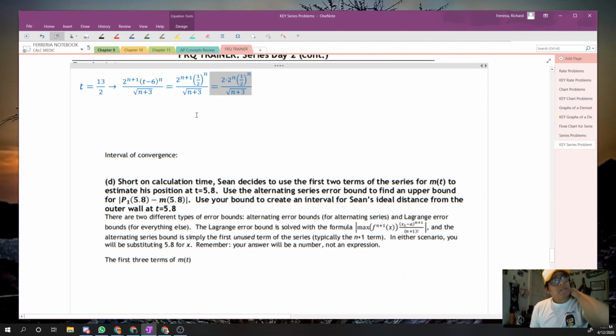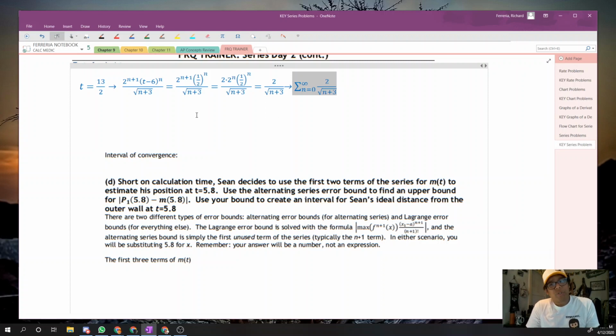And then 2 to the n multiplied by 1/2 to the n is just equal to 1. You may want to think about this as 2 to the n multiplied by 1/2 to the n being the same thing as 2 times 1/2 to the n, so that entire thing is just 1. So after you substitute 13 halves into the series, you just get 2 over root n plus 3. So the series becomes a series of 2 over root n plus 3.